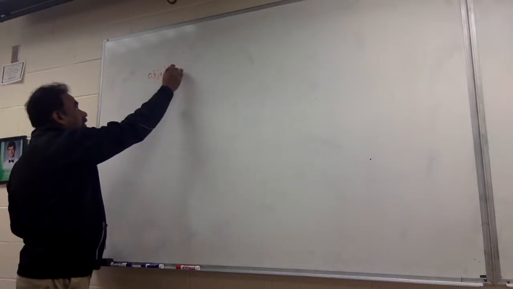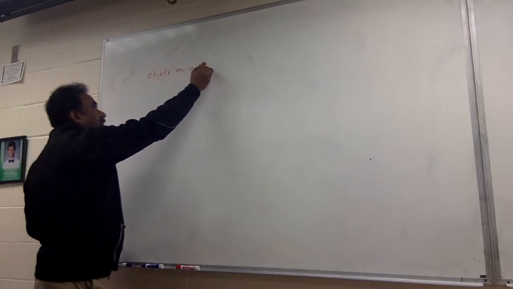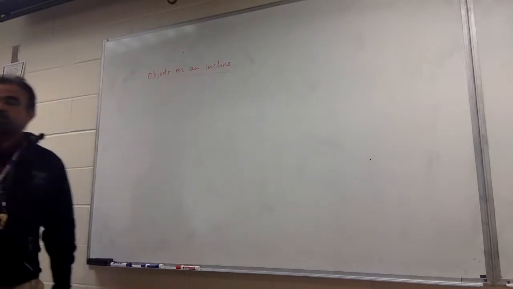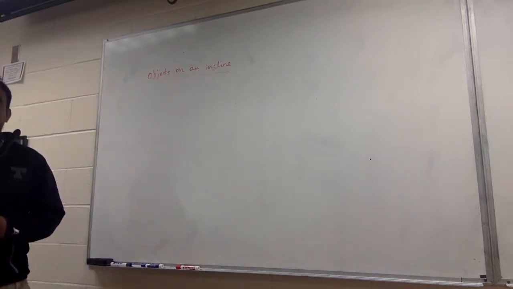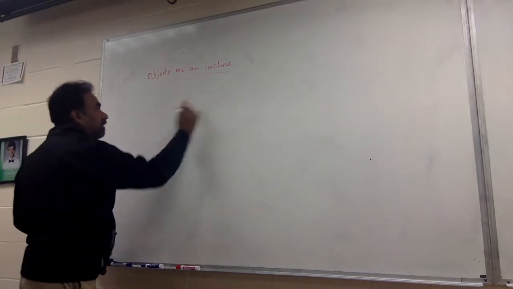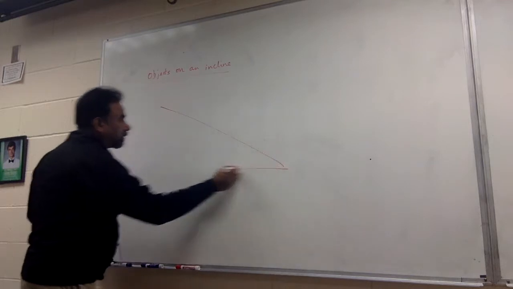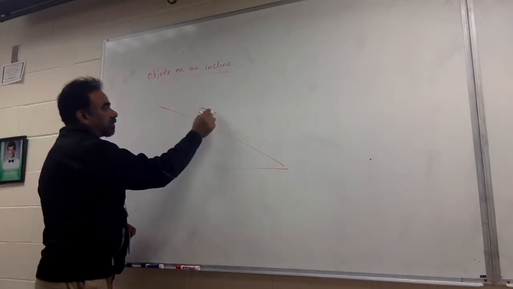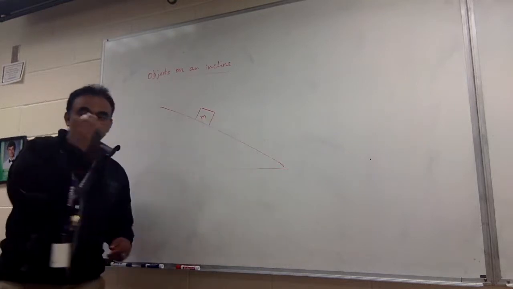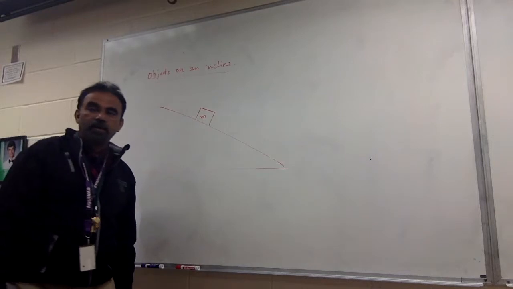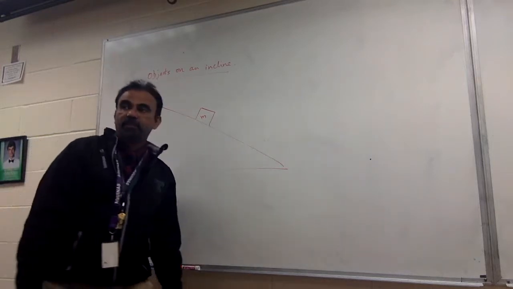Objects on an incline. Objects on an inclined surface. So let's say an object is sitting here. The mass of the object is m, and it is sitting there.